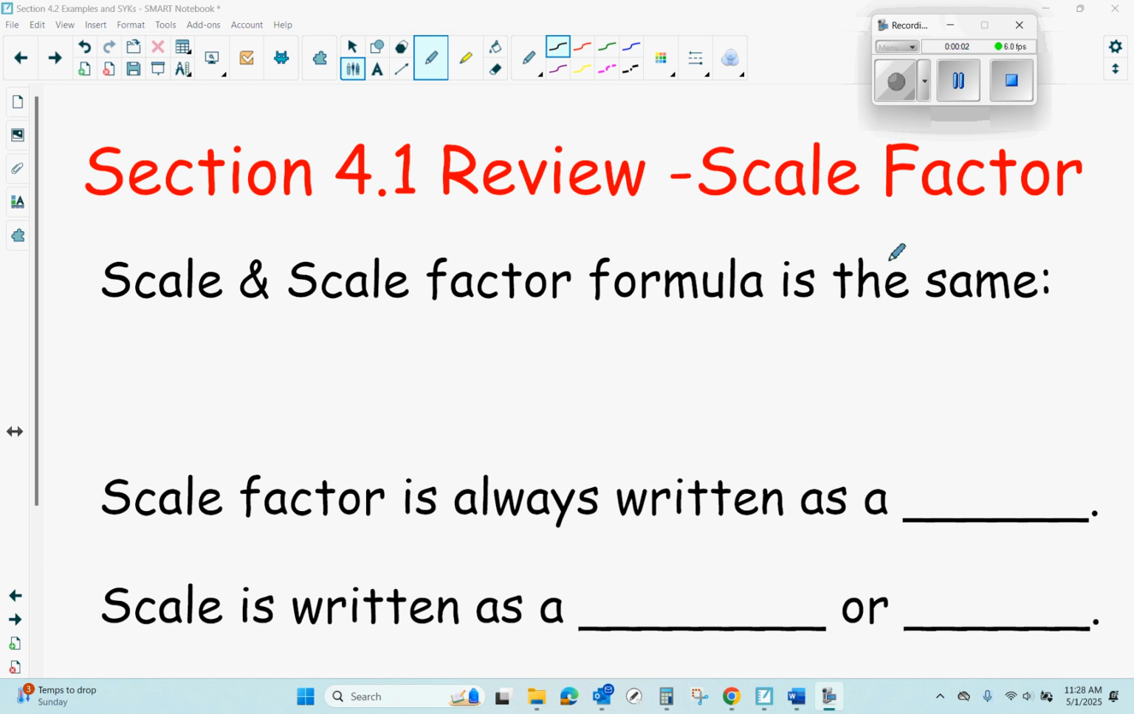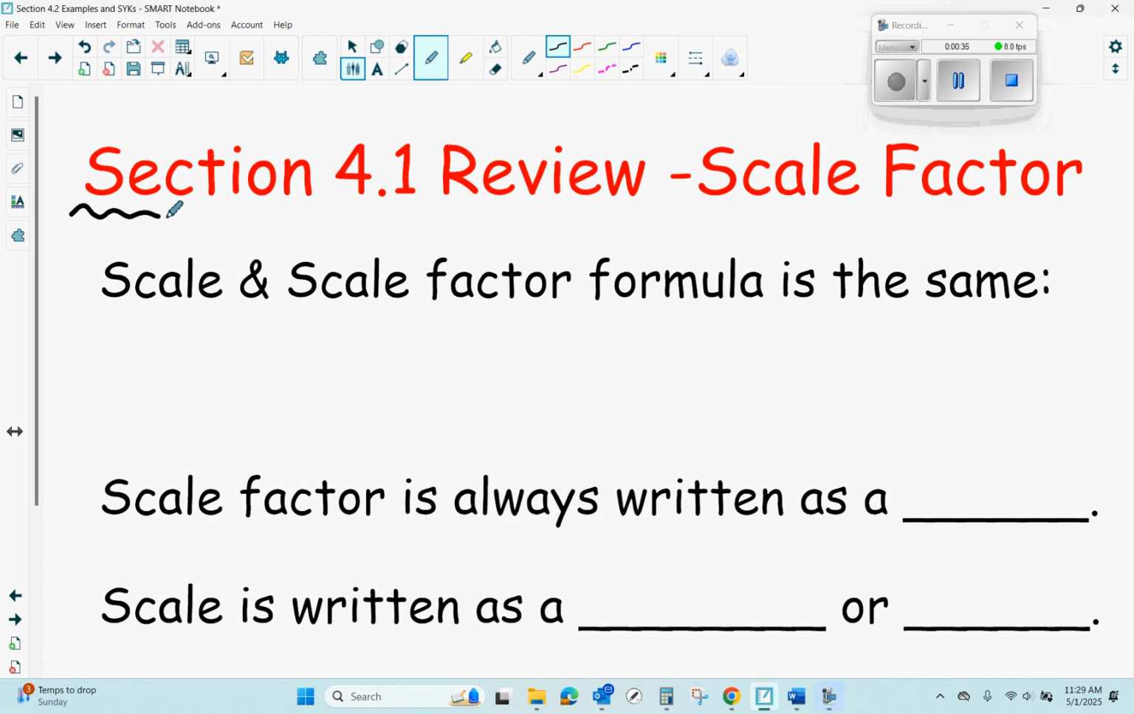Okay, welcome back everyone. So today we're just going to review section 4.1, which we already completed. I said it's a quick section. We spent one day. We're going to review it quickly here, and then we're going to get into 4.2 and practice that some today. So section 4.1 review, you should have this handout in front of you, and I'd like you to fill it in with me.